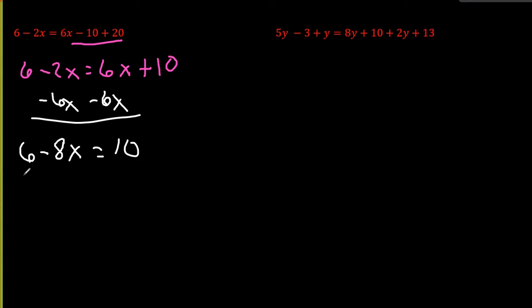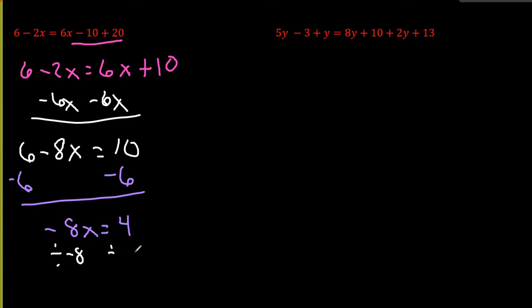Now we get rid of the stuff that's on the same side of the letter but not touching it. That's that positive 6 right here. So the opposite of that is negative 6. Now we have negative 8x equals 4. And then we divide both sides by negative 8. And 4 divided by negative 8, we can write that as a fraction, but you may want to simplify that to be negative 1/2 or even negative 0.5.